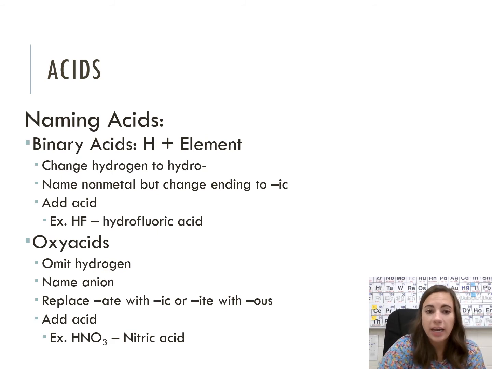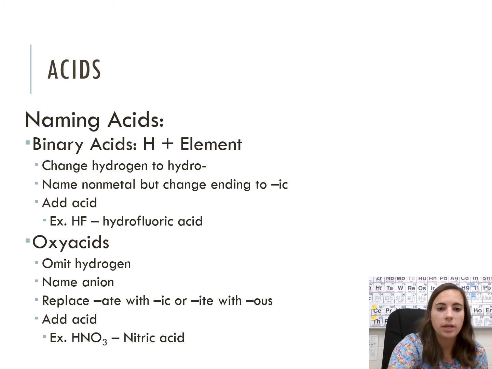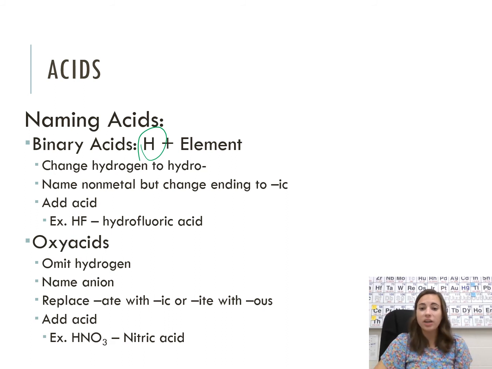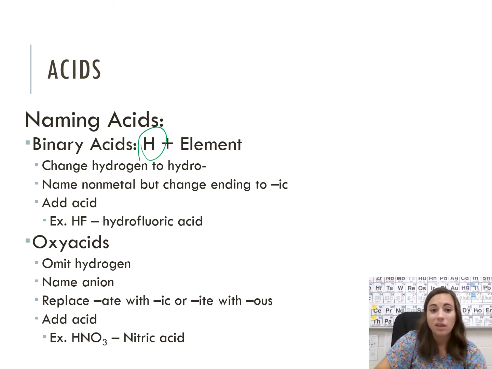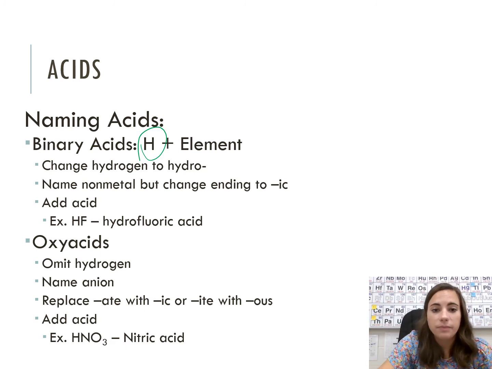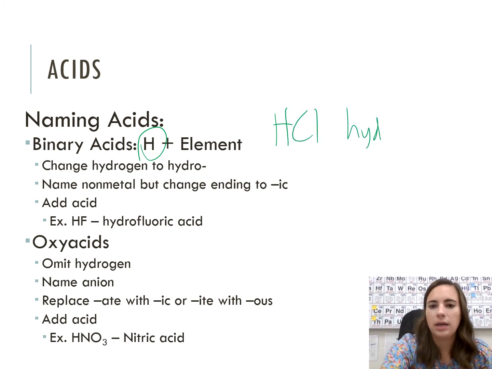All right, finally, we have acids and hydrates. So we're going to start with acids. We know that something is an acid when it starts with hydrogen, okay? So we're going to have 2 categories. We have binary acids where it's just hydrogen plus an element. So we're going to change hydrogen to hydro, and then we're going to change the ending of the nonmetal to ic, and then add acid. So HF becomes hydrofluoric acid. Another example, HCl would be hydrochloric acid.